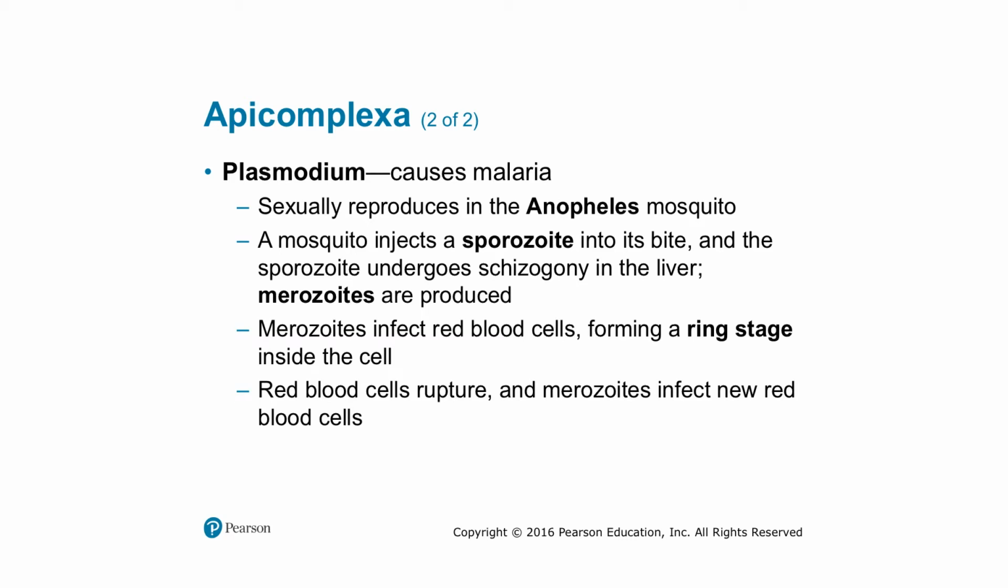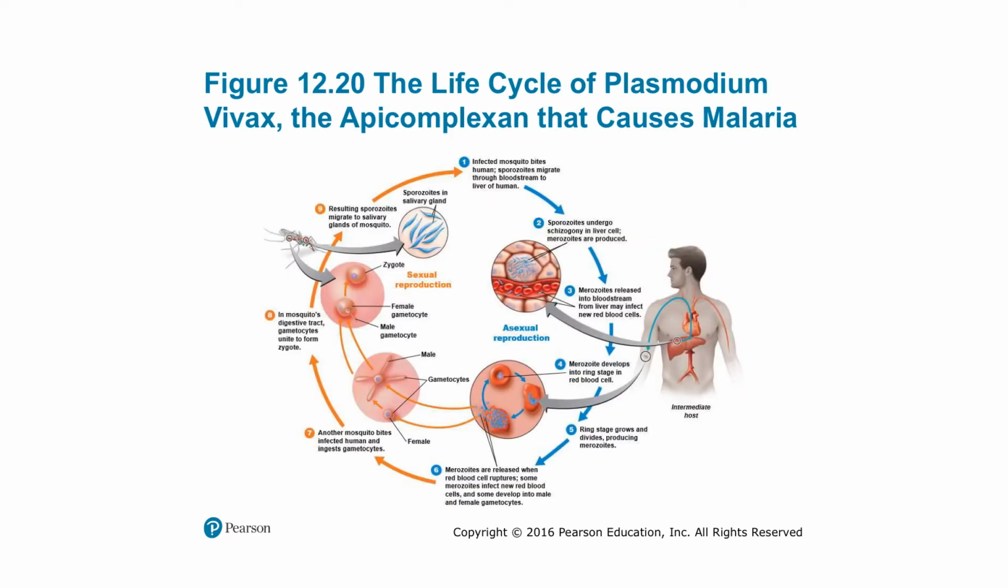mosquito. And the mosquito injects the sporozoite into its bite, and the sporozoite undergoes schizogony in the liver, where the merozoites are produced. Merozoites infect the red blood cells, forming a ring stage inside the cell, and so the red blood cells rupture, and the merozoites infect new red blood cells. So this is the life cycle of the Plasmodium vivax, the apicomplexan that causes malaria.